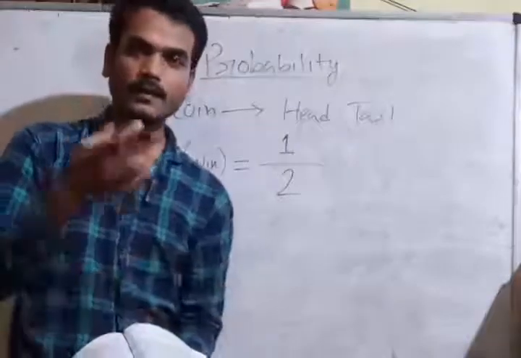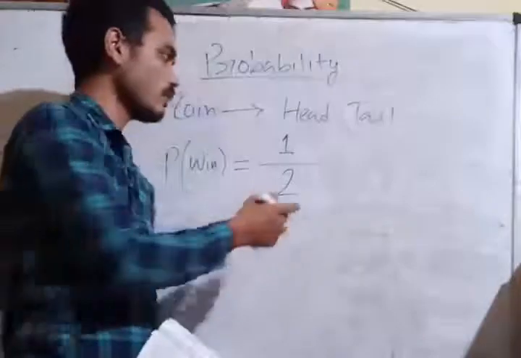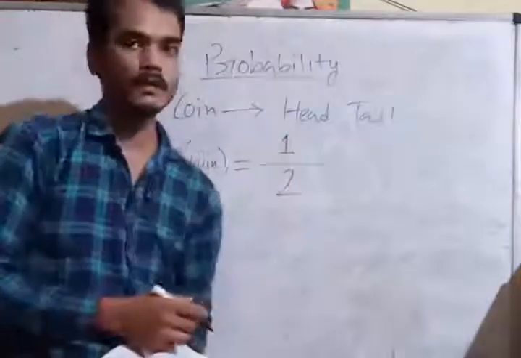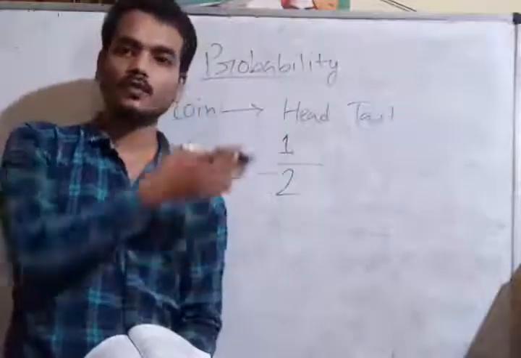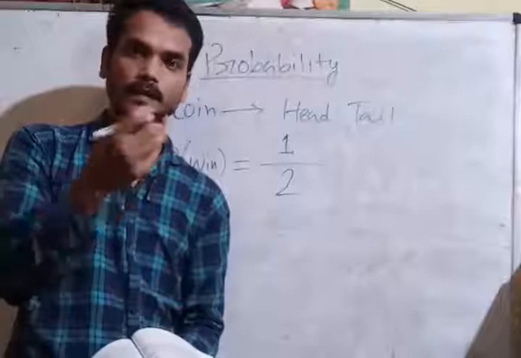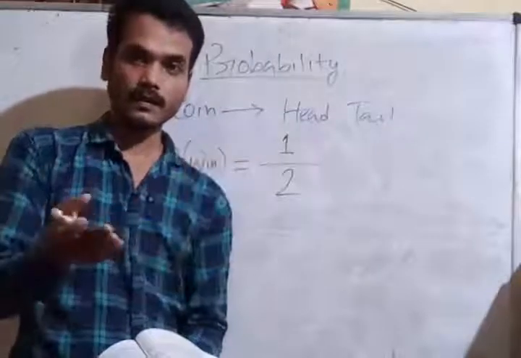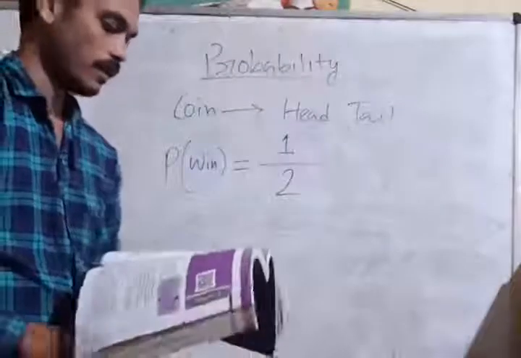Similarly, if I call tail while flipping the coin, then also my probability will be 1 by 2. Means the probability that my team will start is 1 by 2, because in both the cases, one side is there. If I say head, then also 1 by 2. If I say tail, then also 1 by 2 only. So this is all about your question number 2.